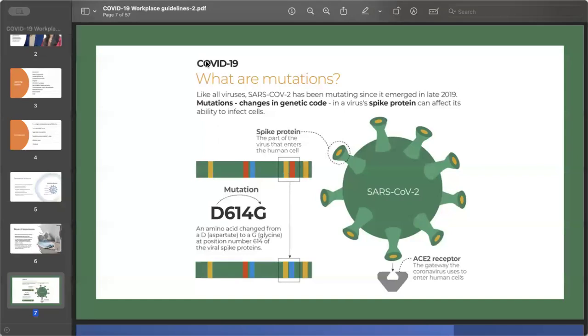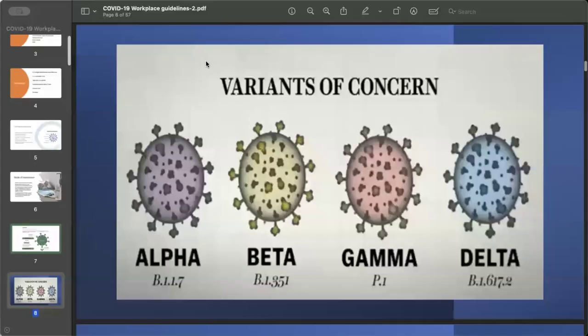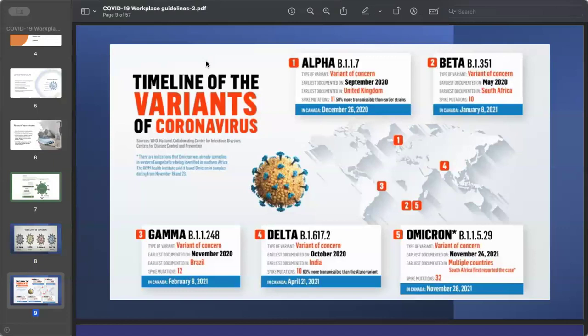COVID-19, what are mutations? Like all viruses, SARS-CoV-2 has been mutating since it emerged in late 2019. Mutation means changes in genetic code; changes in the virus spike protein can affect its ability to infect cells. These are some variants of concern of COVID, which are alpha, beta, gamma, and delta. The timeline of variants of coronavirus: first one is alpha, second is beta variant, third is gamma variant, fourth is delta, and fifth, the latest, is omicron.